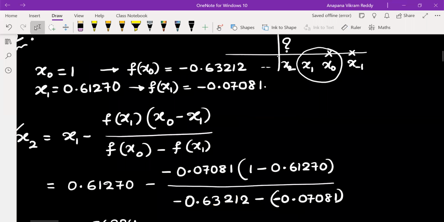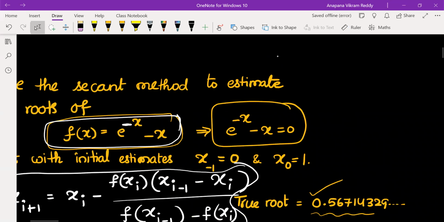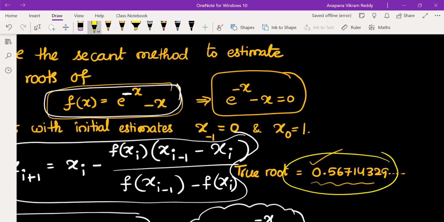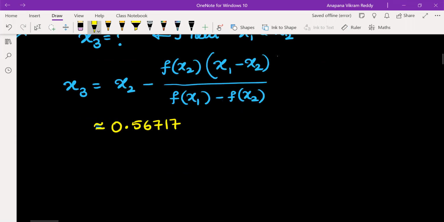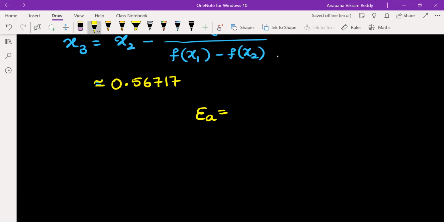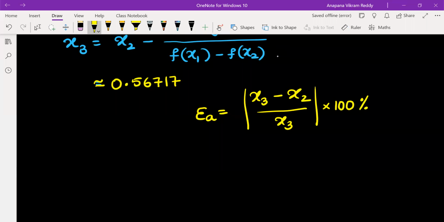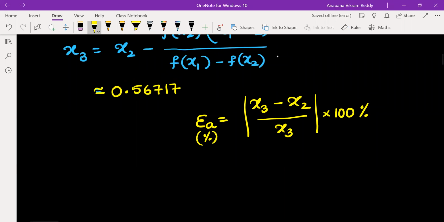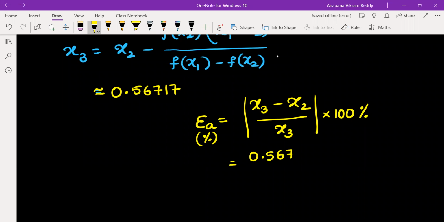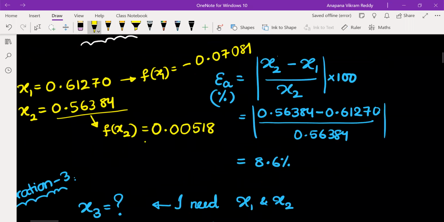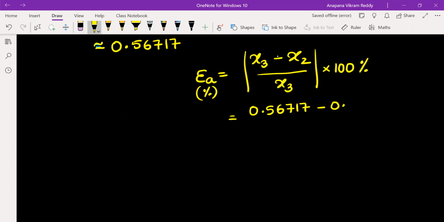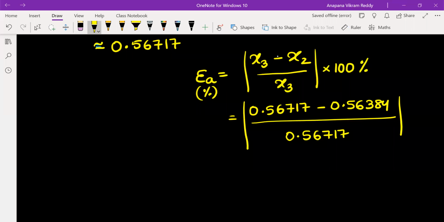0.56717. What is our true solution here? Our true solution is around 0.5671429, so 0.5671. If I take epsilon a for this, what do I get now? Present minus previous by present, multiplied by 100, so I take epsilon a in percentage. I have 0.56717 for x3, and x2 is 0.56384, divided by 0.56717. So what do we get now?